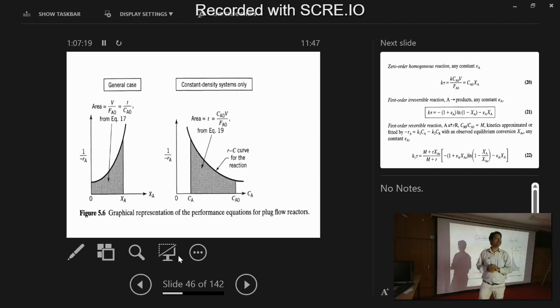How do we calculate the area? We try to take the length.